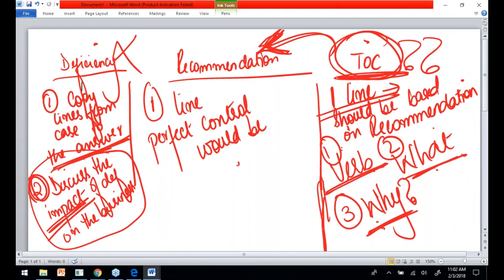Your TOC should start with a verb. It could be any verb: review, inspect, observe, check, investigate. It should mention what you're checking, and it should mention why you're checking it. Let's do one example.